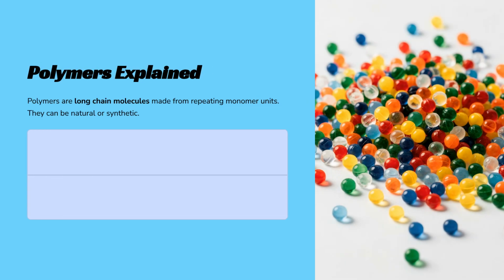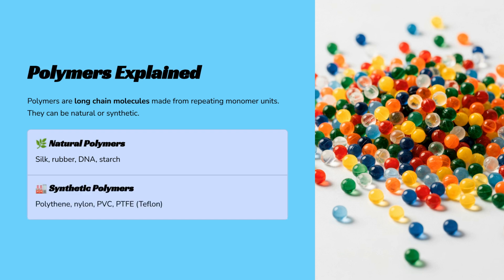Chapter 9 covers polymers, the foundational materials for everything from natural rubber to synthetic plastics. Polymers are long-chain molecules formed from repeating monomer units. They can be natural, such as silk and DNA, or synthetic, including materials like polythene, nylon, and Teflon.